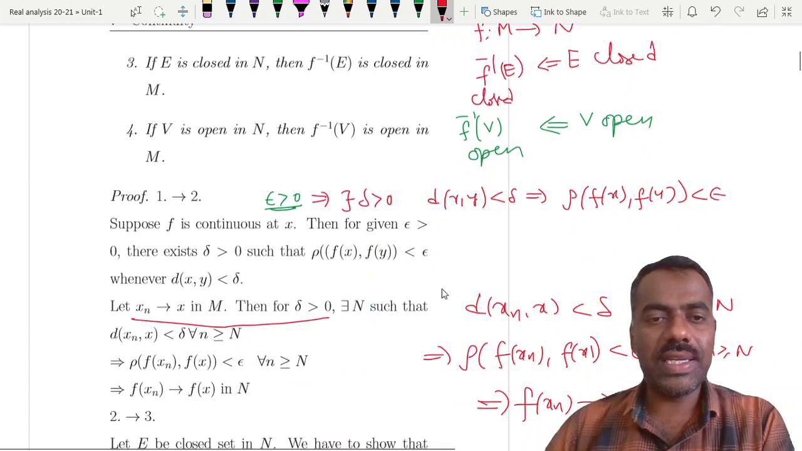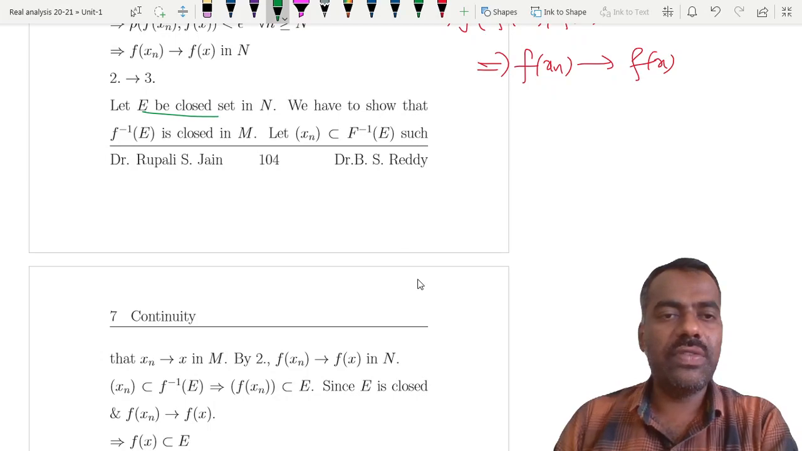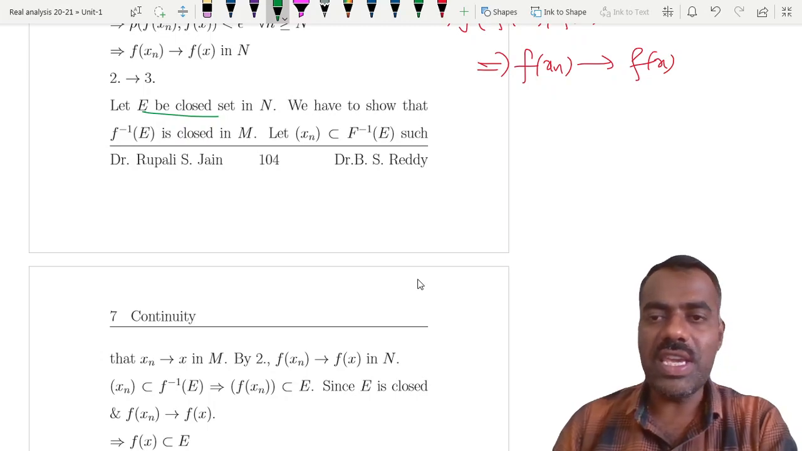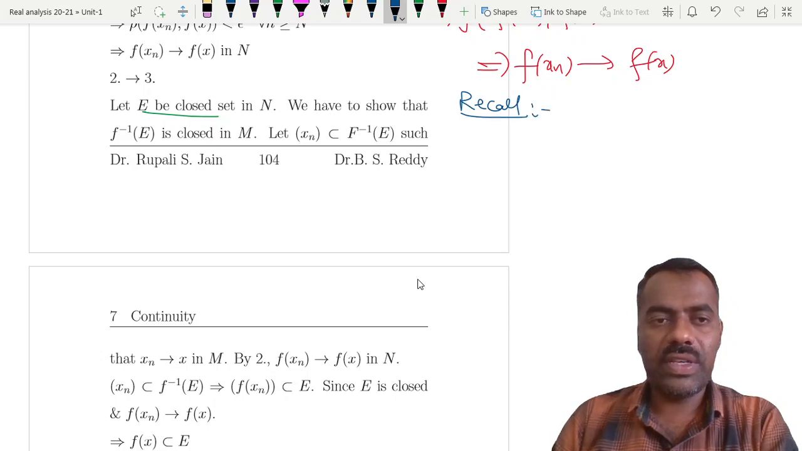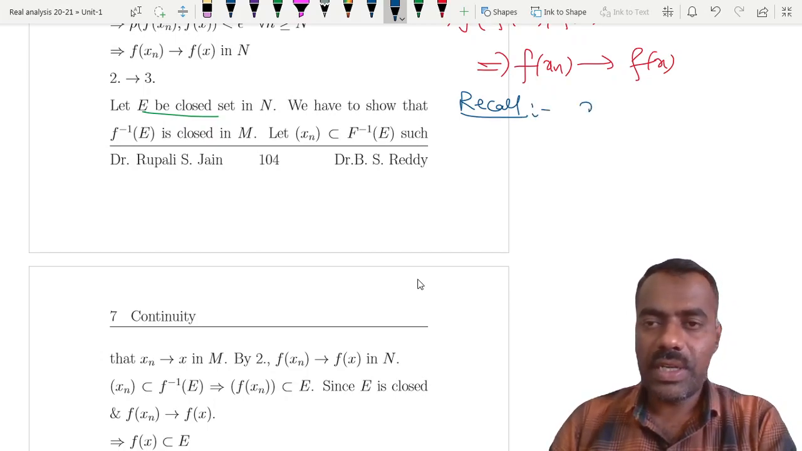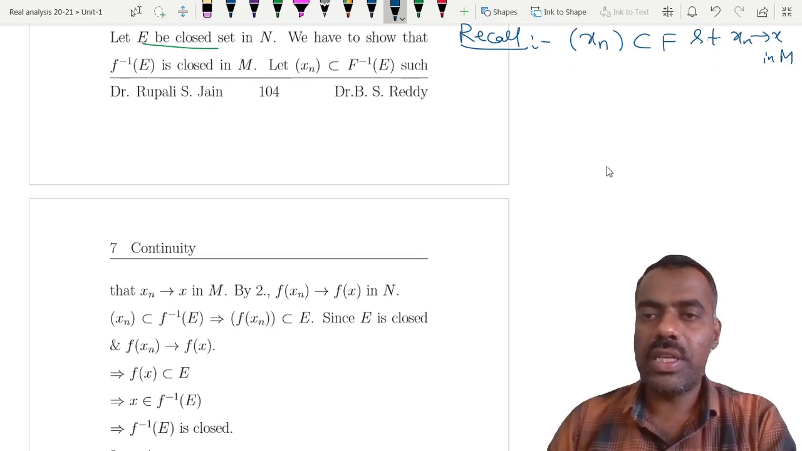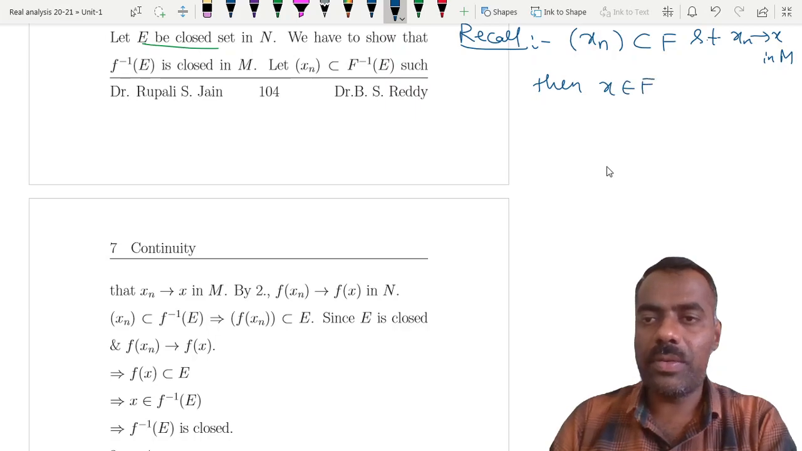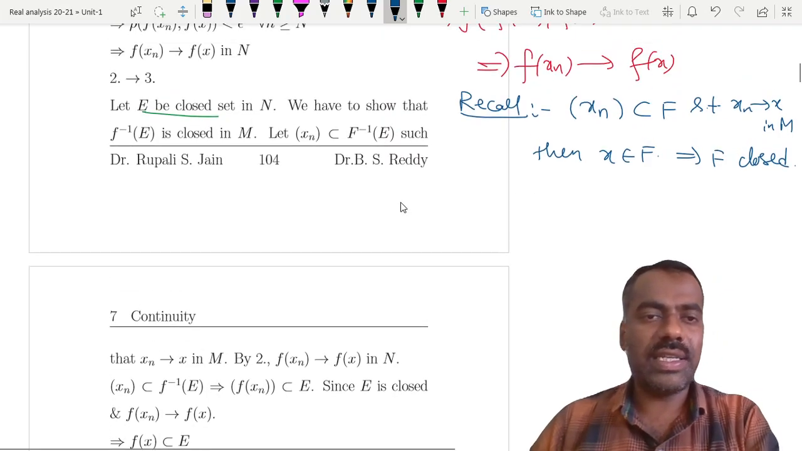So start with a closed set E. Let E be a closed set. Then we want to show that f inverse of E is closed in M. To show this, we'll recall a statement. When we say a set F is closed, take a sequence xn in F such that xn converges to x in M, then show that x is actually in F. This implies F will become a closed set. So that result we will be applying here.